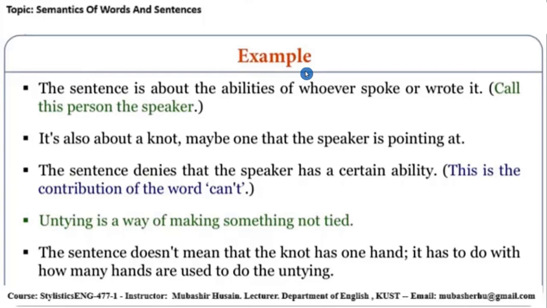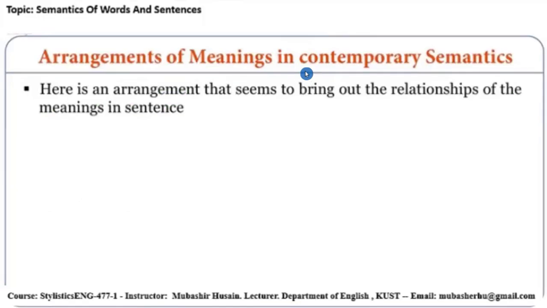When we say "cowboys ride horses," we can understand the meaning. When we say "horses ride cowboys," we fail to understand. So we need to think about the arrangement of words. In a proper sentence, just words are not sufficient. So let's take the sentence we were talking about as an example to discuss the arrangement of words also. Here is an arrangement that seems to bring out the relationship of the meaning in the sentence.